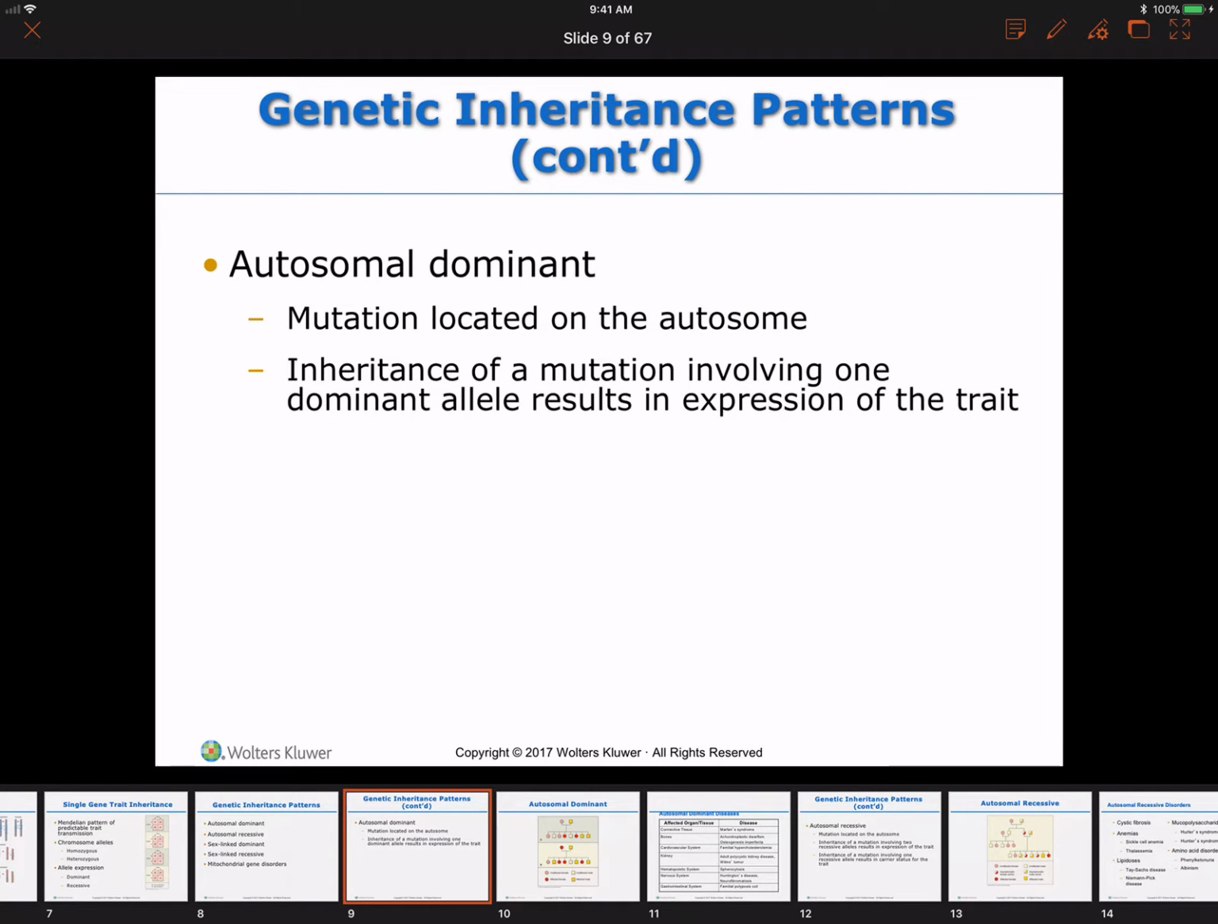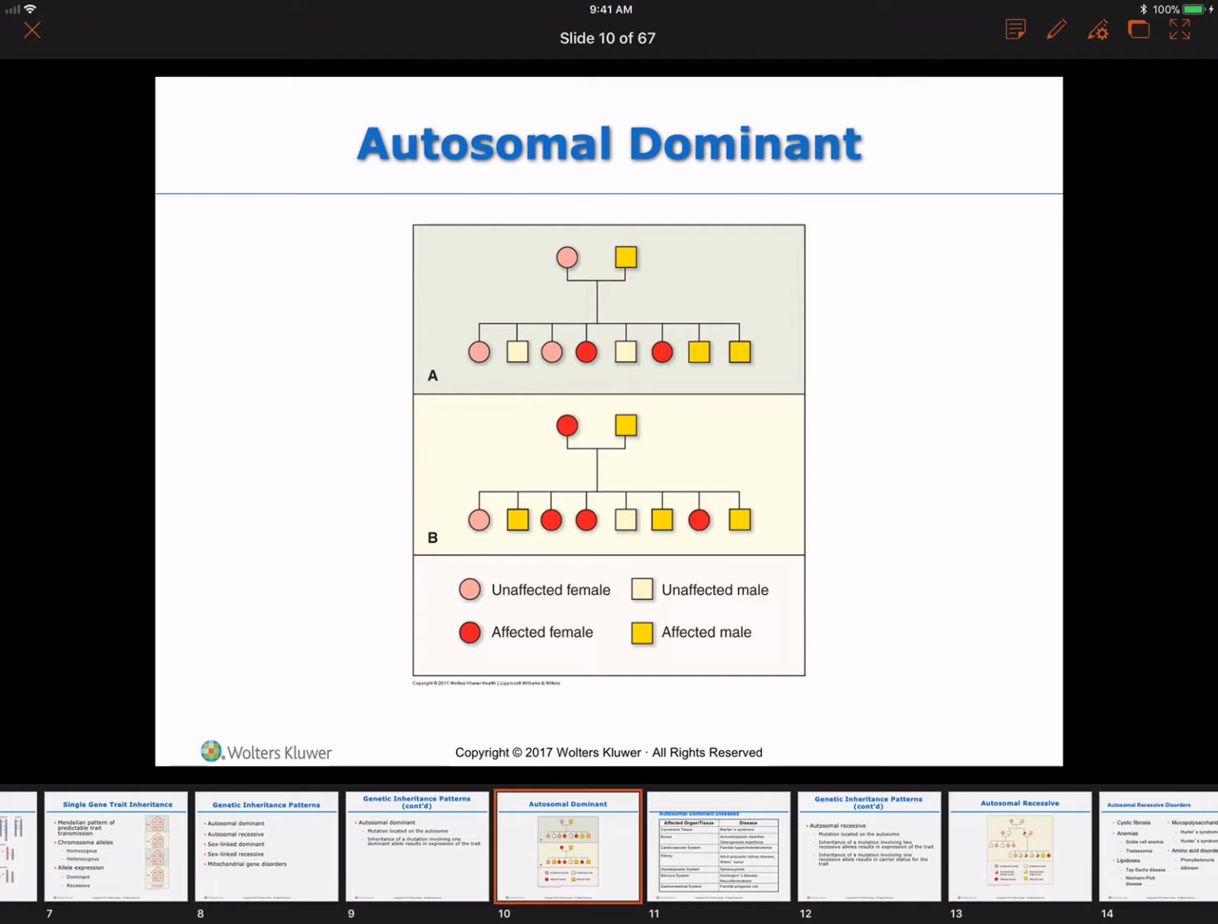So let's start with the first category, the autosomal dominant. We said by definition, we inherit those through autosomes, and that's basically most of the chromosomes that we have. And this would involve at least one dominant allele, which will result in the expression of a trait. All right, so remember, it's this or even this. As long as we have one copy of that dominant allele, then basically the disease or the trait will be expressed. This is what you see here in genetics is something we call a pedigree.